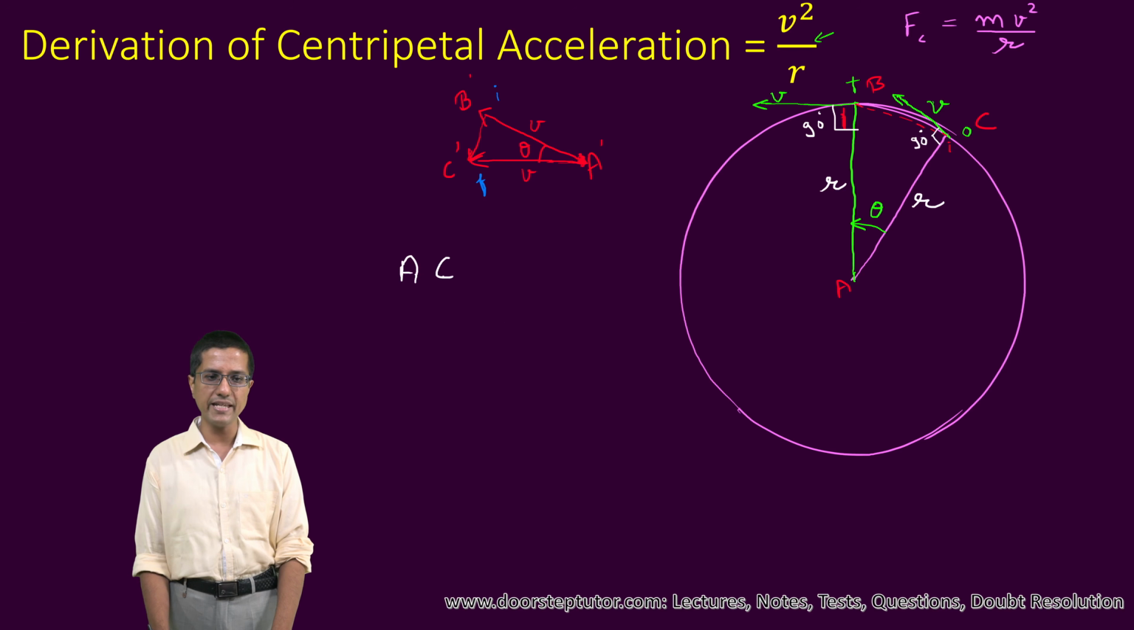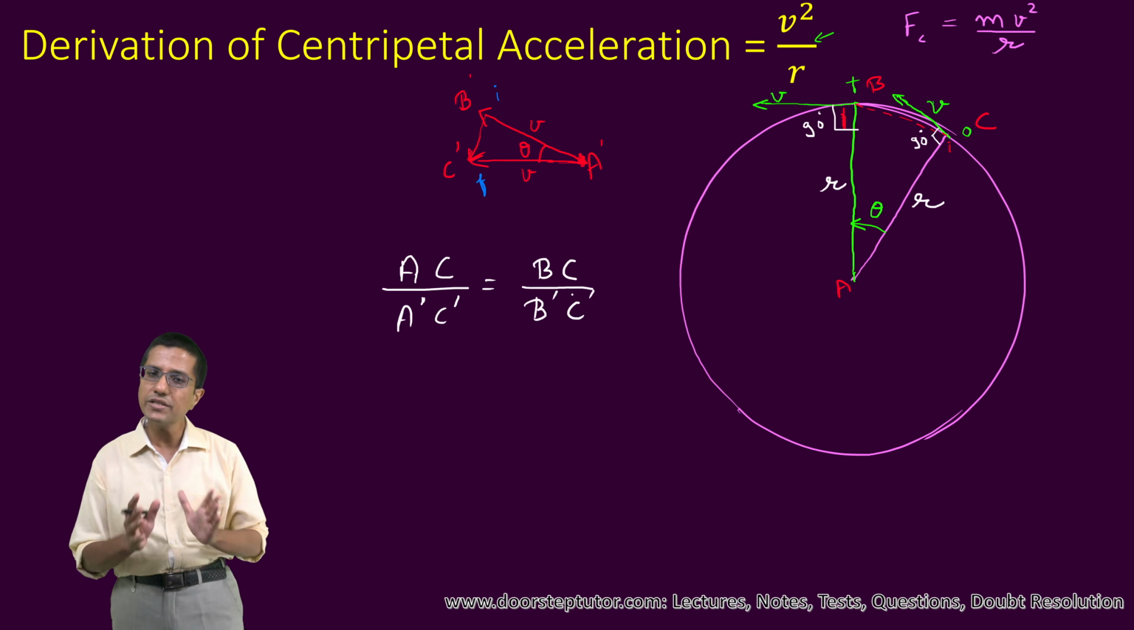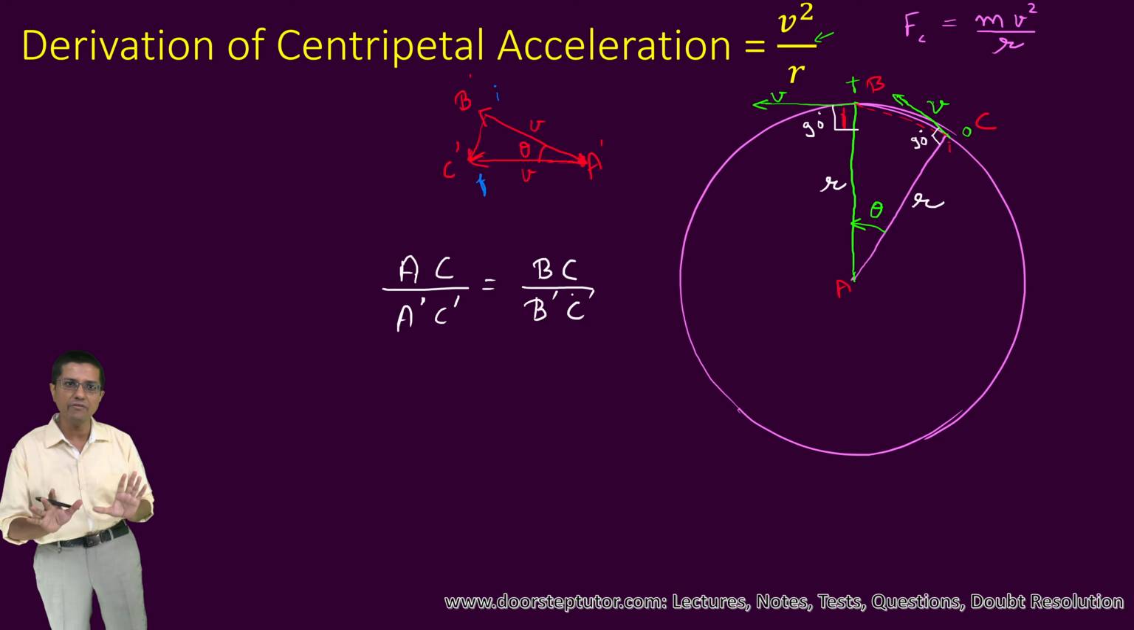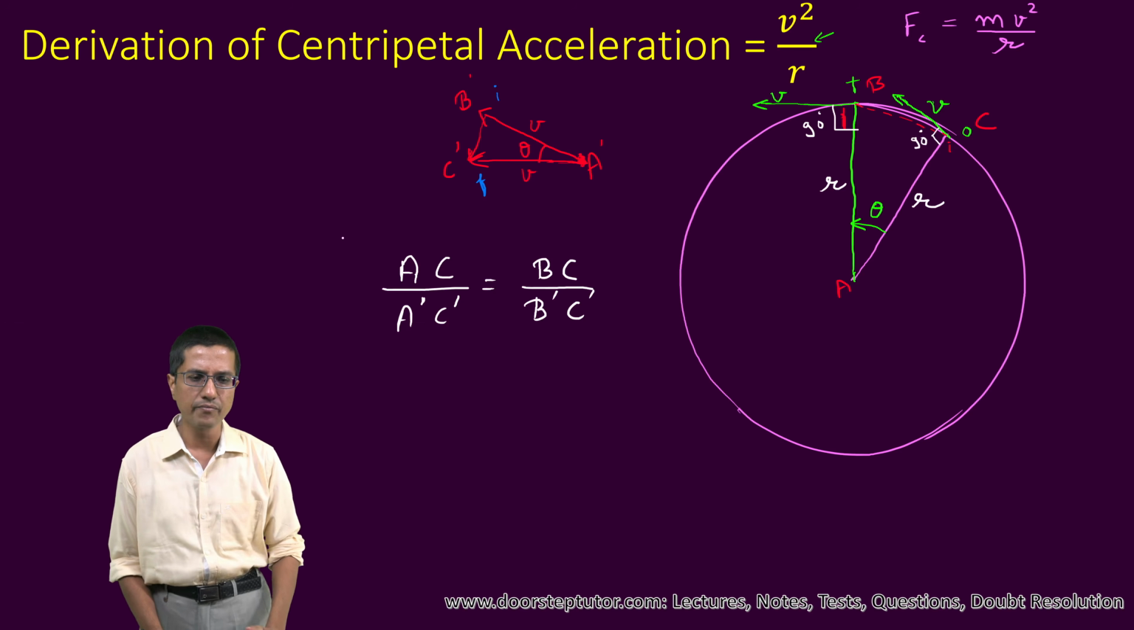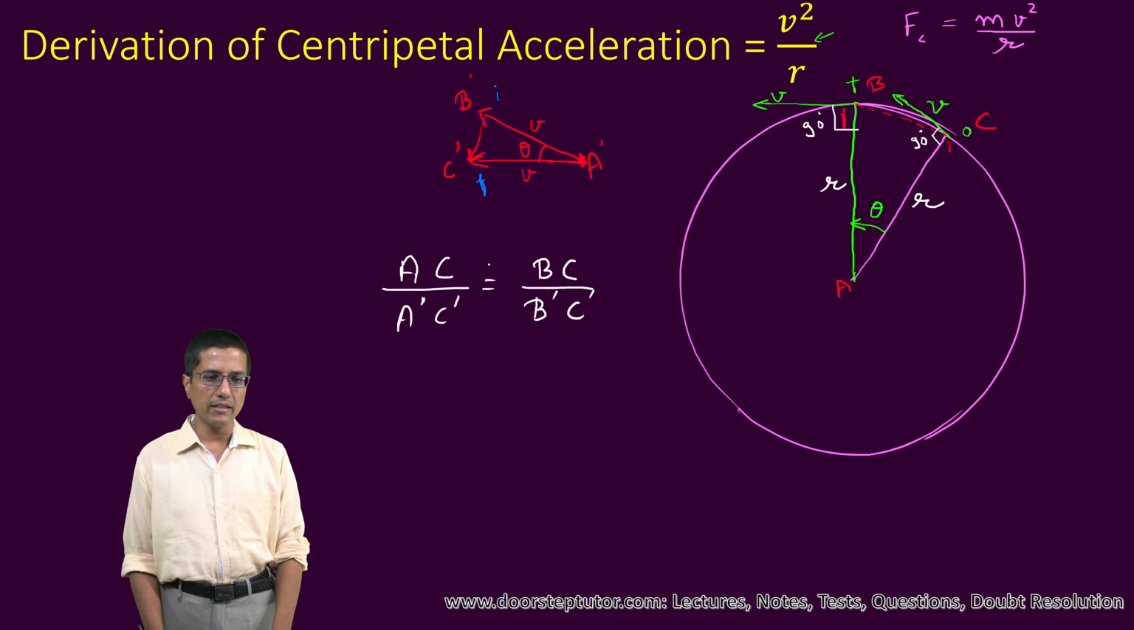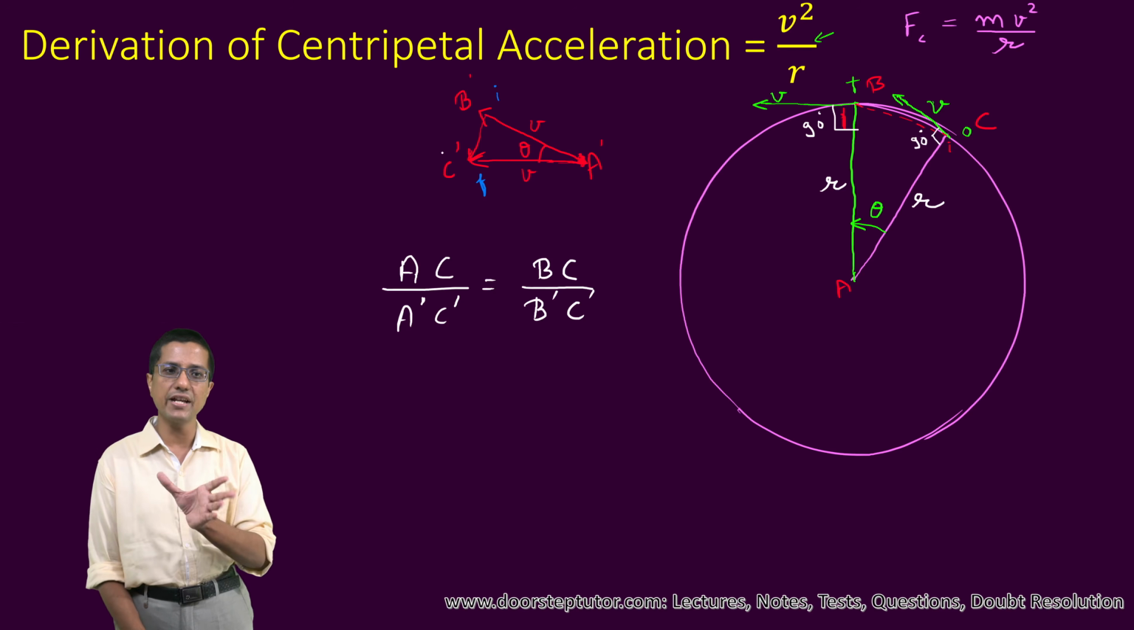So what we are saying is AC by A dash C dash is equal to BC by B dash C dash. Okay, so these are just magnitudes. Okay, we are not considering any kind of directions for now. We are just saying that these are magnitudes. Nothing complicated, very simple. Now let us focus on this triangle and the side B dash C dash first.